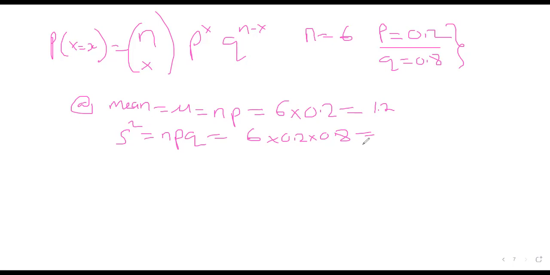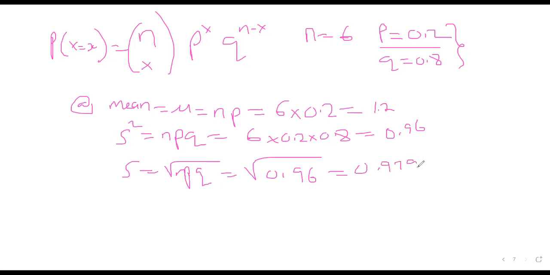So this is how we calculate it. We get 0.96. And the standard deviation is the square root of npq. So when you square root that, we get 0.9797. So regarding finding the mean, standard deviation, and variance, I don't want you to have a problem. I don't want to go into the nitty-gritties there, but let's try another one.